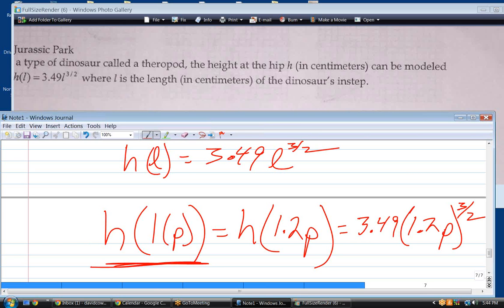In other words, they didn't want a number. They wanted to know what the hip height was as a function of the footprint, P. Now all I have to do is give you a footprint length, and you can estimate what the hip height is. Whereas before, to get the hip height, I had to give you an instep length. Well, since the instep is a function of the footprint, I can make hip height a function of the footprint. Okay.